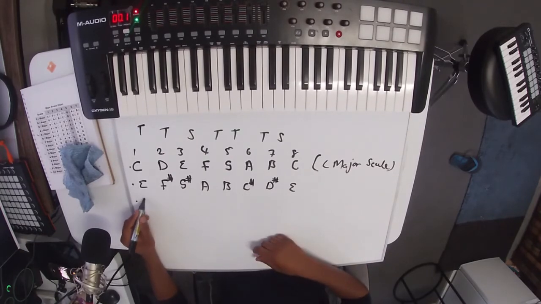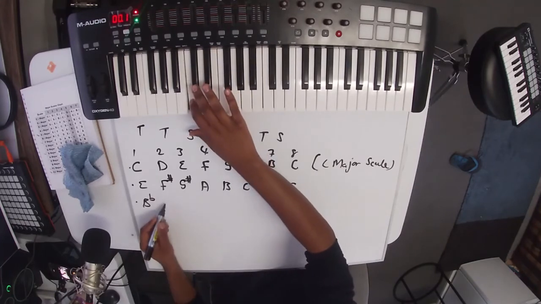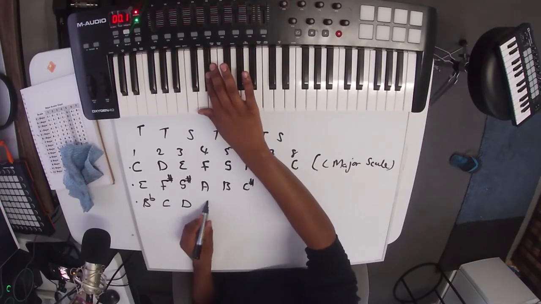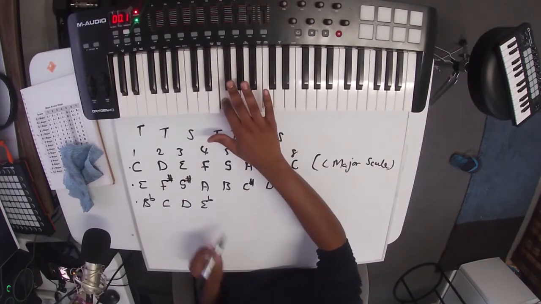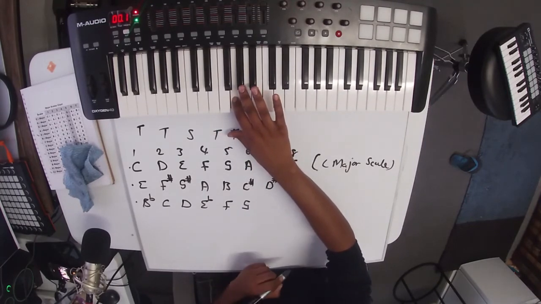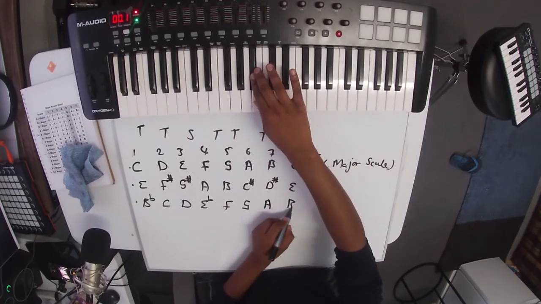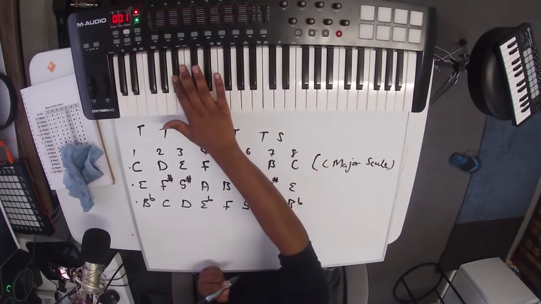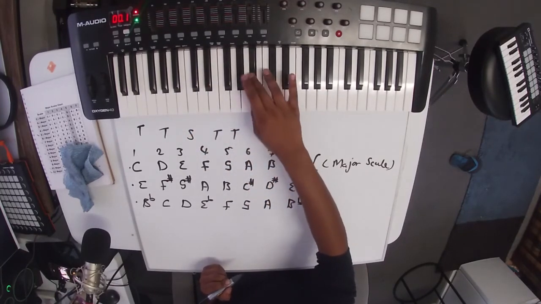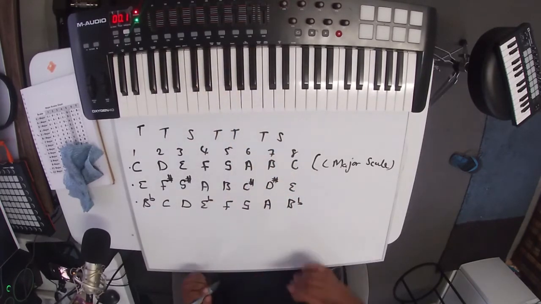B flat. Okay, tone, tone, semitone, tone, tone, tone, semitone. Okay, so that's your B flat major scale. Okay. Let's choose another one.